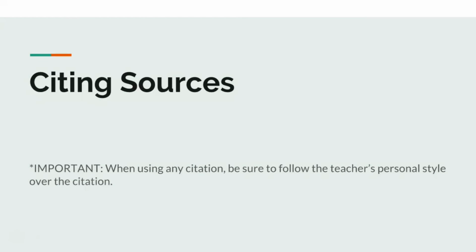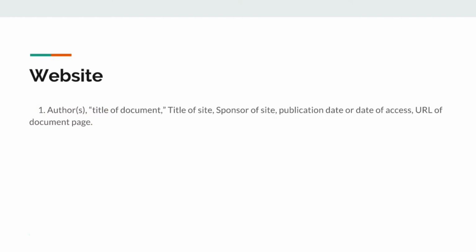When citing sources in Chicago style, be sure to follow these elements, but also follow your teacher's personal style. For a note, there are certain things you have to include inside of it. For a website, you include a number, a period, a space, the author's name, the title of the document, the title of the site that you found it on, the sponsor of that site, the publication date or the access date, the URL of the document page.